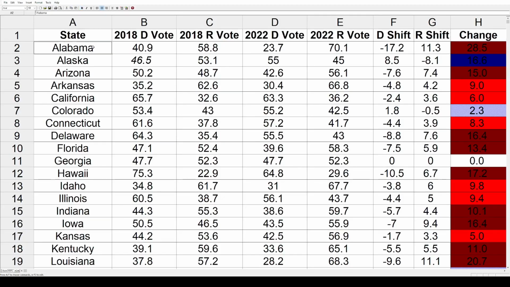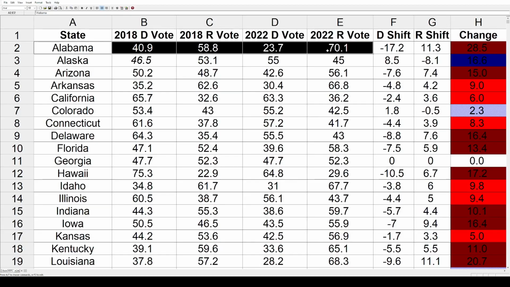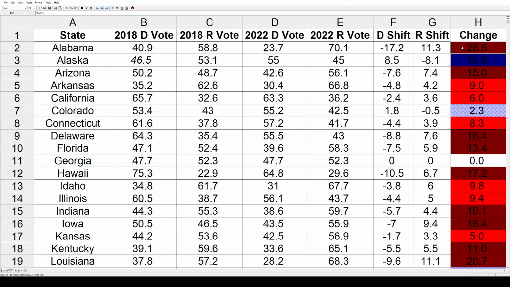So let's get started here in Alabama. 2018, the Democratic vote statewide was 40.9, Republican vote 50.8. Jump ahead, 4 years later, Democratic vote sank to 23.7, Republican vote increased to 70.1. That's a net loss of 17.2 for the Democrats, a net gain of 11.3, and a total net change of 28.5 points in favor of the Republicans. Again, some of these districts either had an independent candidate or they were unopposed, and that could skew the results.